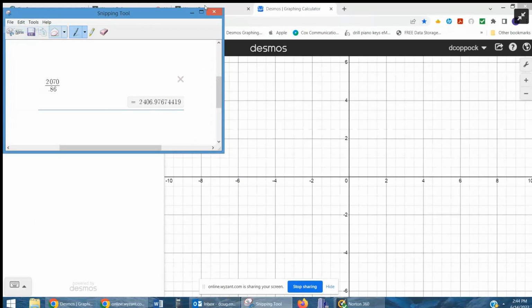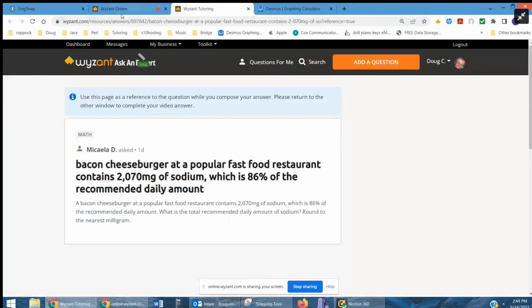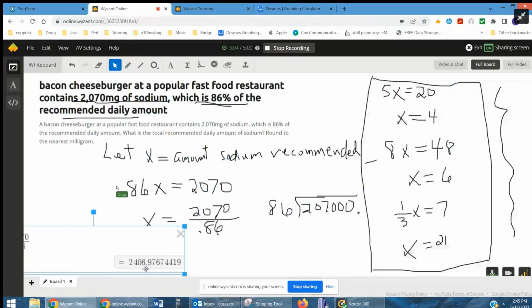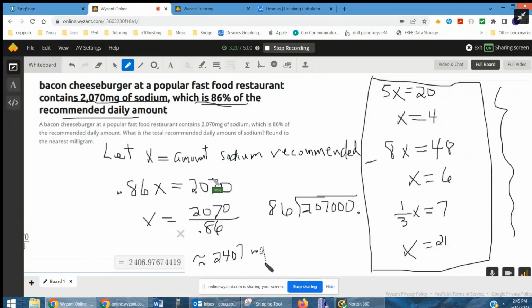And you were told to round to the nearest milligram. So this is 2,406.98 milligrams. But if we round to the nearest milligram, it would be 2,407 milligrams. And notice that this number is bigger than the amount that the bacon cheeseburger contains. It's actually 86% of this number that will give us the amount of sodium in the bacon cheeseburger.